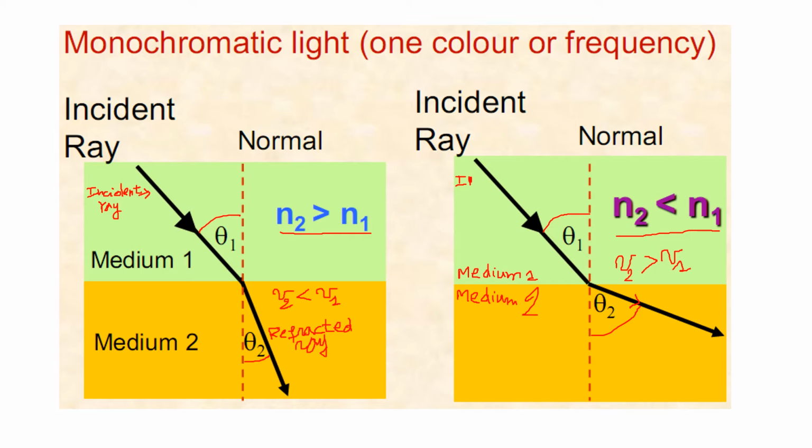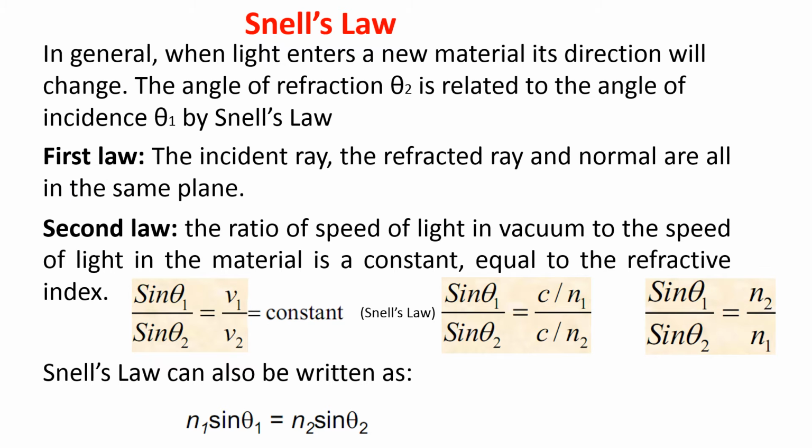The incident ray approaches the normal when medium 1 is denser than medium 2, and the refracted ray goes away from the normal. And here comes the law of refraction of light. We have two laws. The first law states that the incident ray, the refracted ray, and the normal all are in the same plane, which is called the plane of incidence. And the second law is the fundamental law of refraction of light, which is called Snell's law.